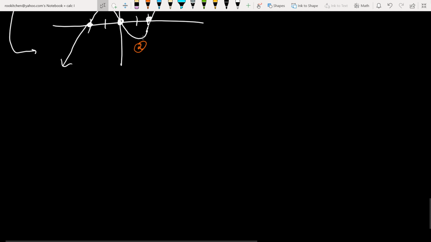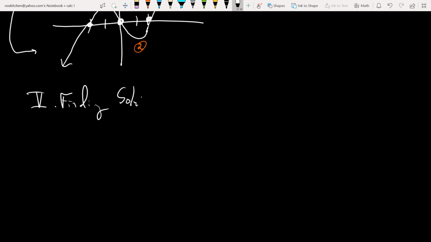Anyways, the last section here is on finding intersection points, basically solving systems of equations. So let me say finding solutions to systems.